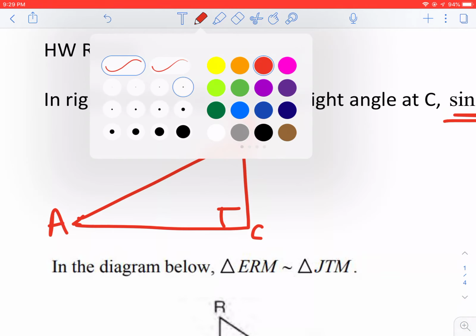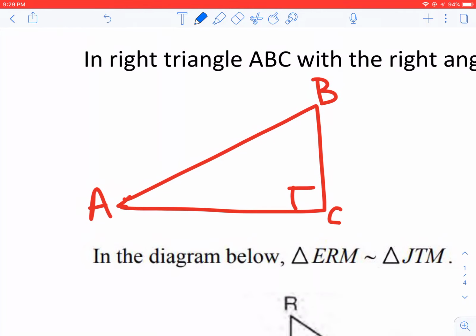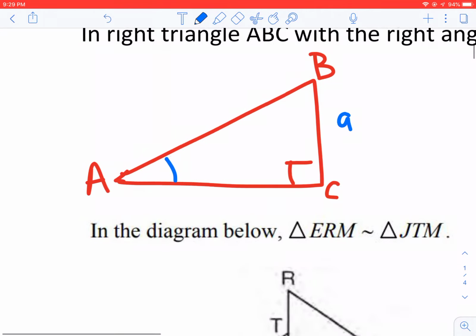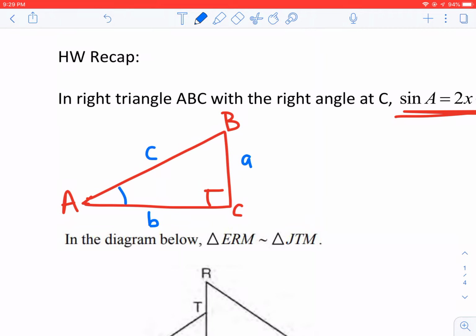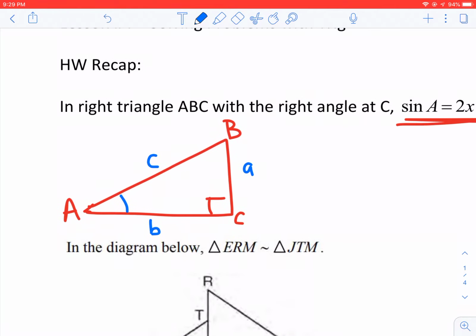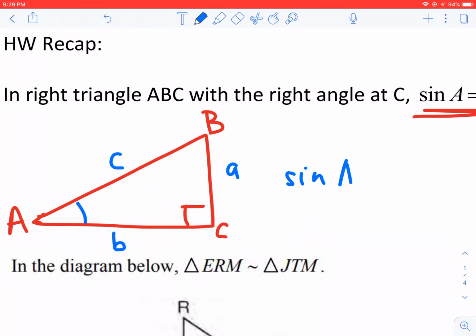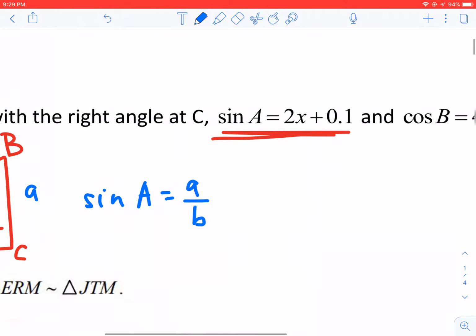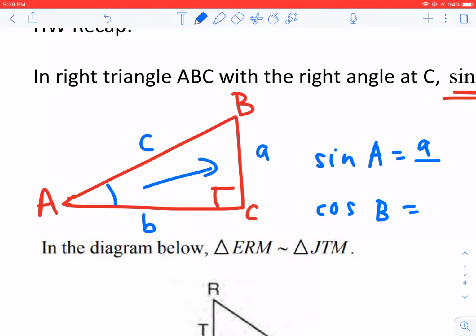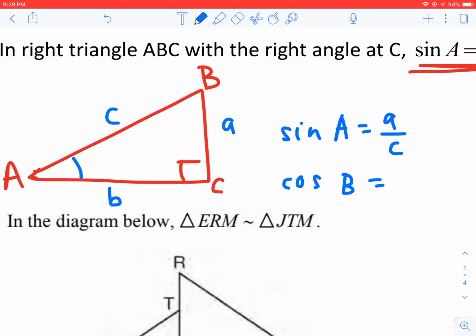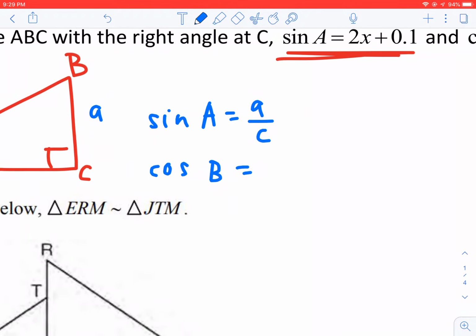Well, let's set it up as a ratio. Sine of angle A. If this is angle A, the opposite side should be side A, and that side will have a length of C. So sine of A is going to equal A over B in this ratio. And cosine of B is also going to equal opposite over hypotenuse, which is A over C. And cosine of B is going to equal adjacent over hypotenuse, which is, again, A over C.